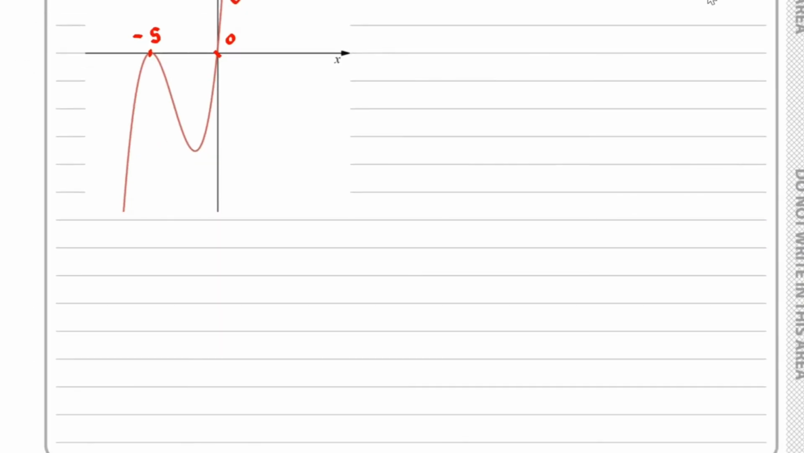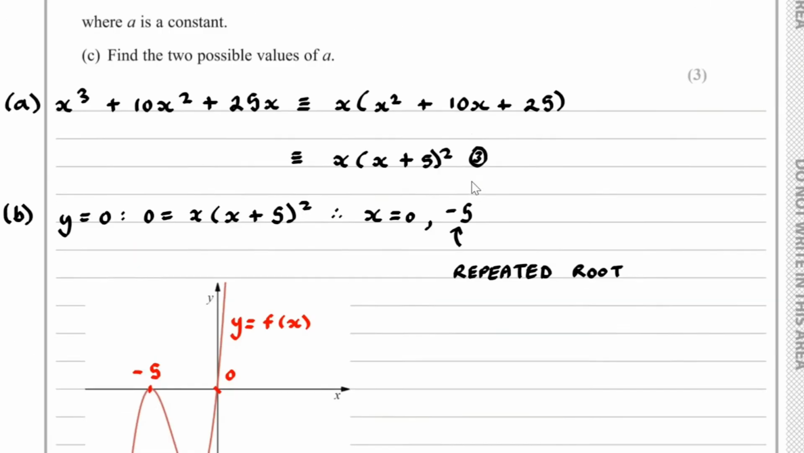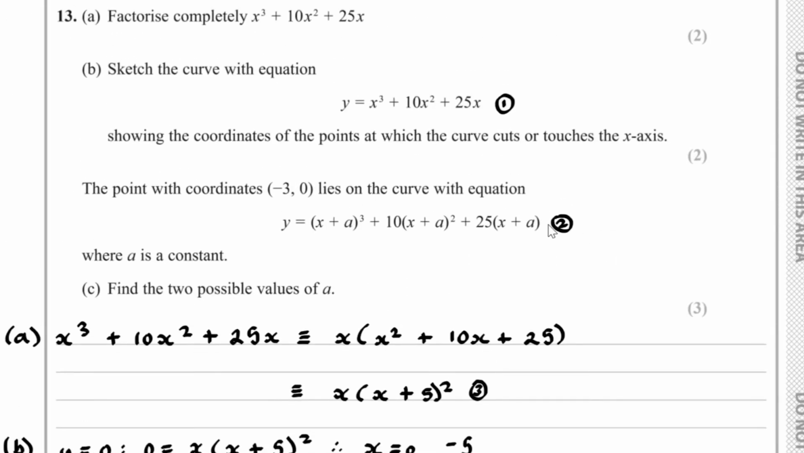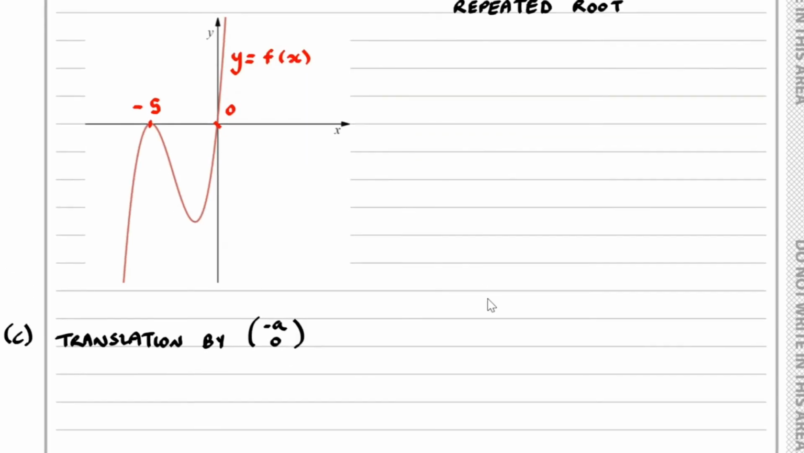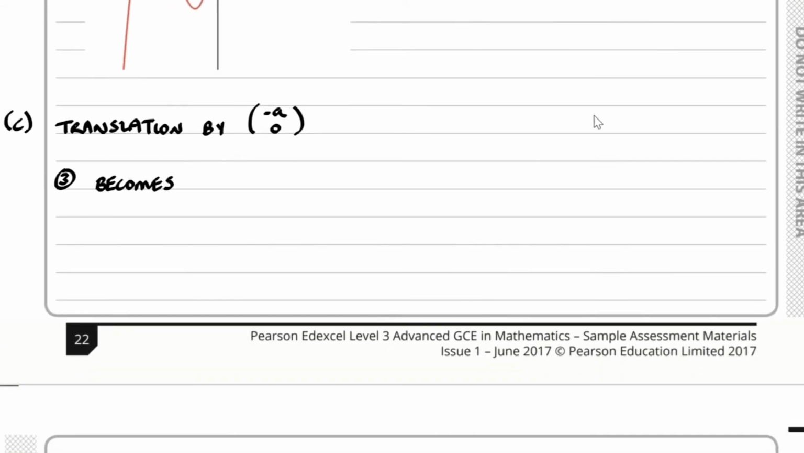So let's write that down. We have a translation by vector minus a, 0. And so what we're going to do is rewrite equation 3. Equation 3 becomes y equals (x plus a) lots of (x plus a plus 5) all squared.